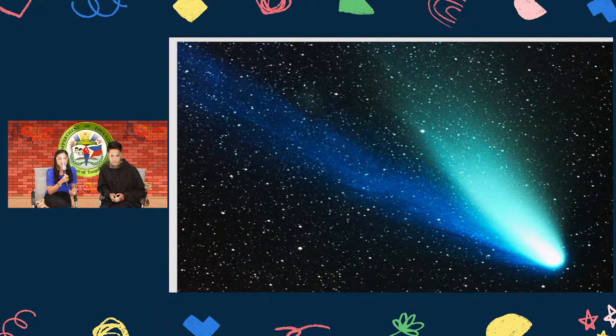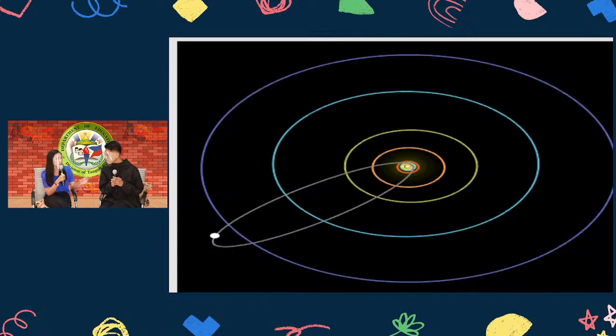As you can see on your screen right now, the orbit of a comet is very elongated, Sir Louis, unlike the orbits of the other planets, which are most likely circular. A comet's orbit is not circular at all; it is very elongated.